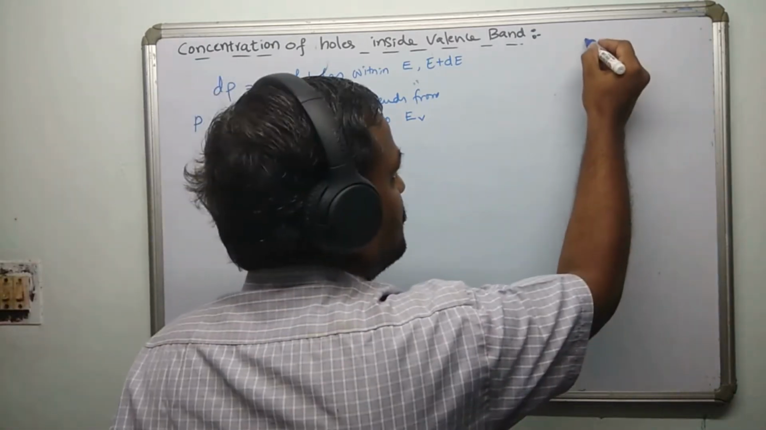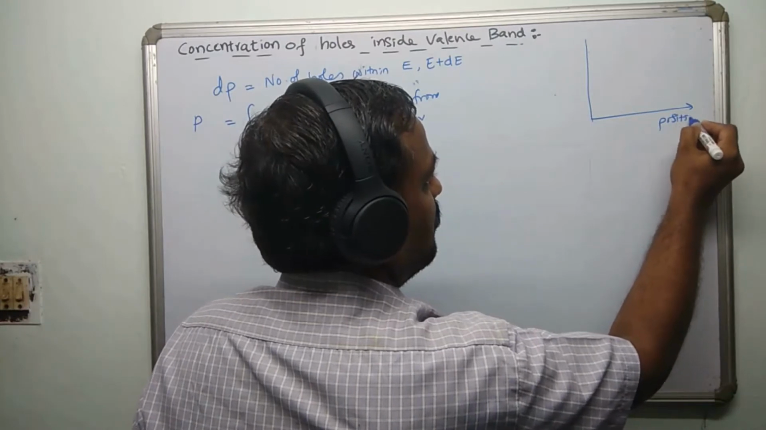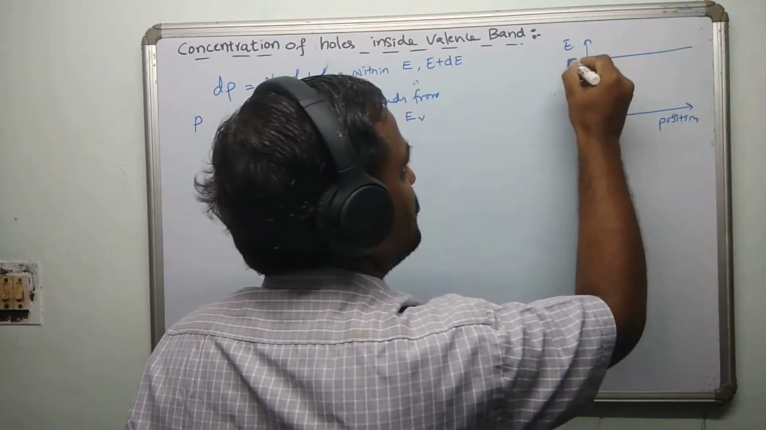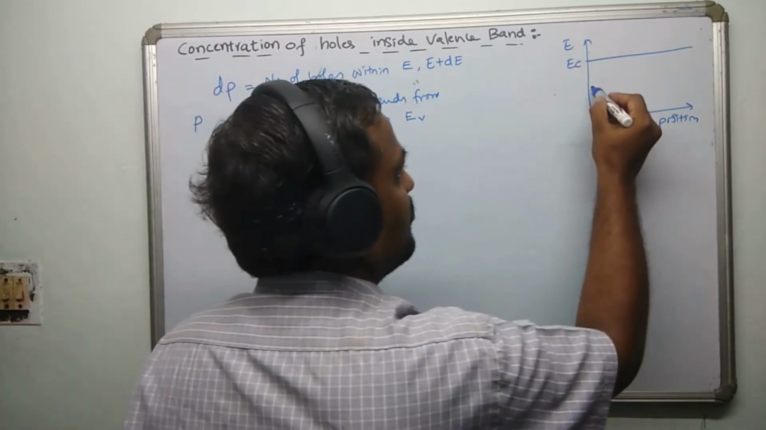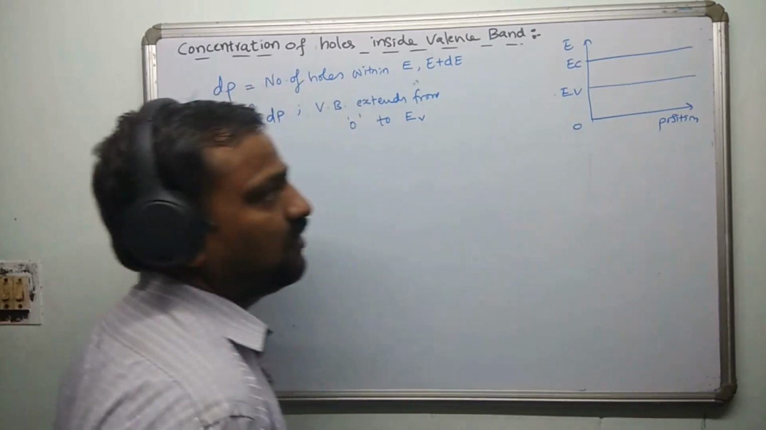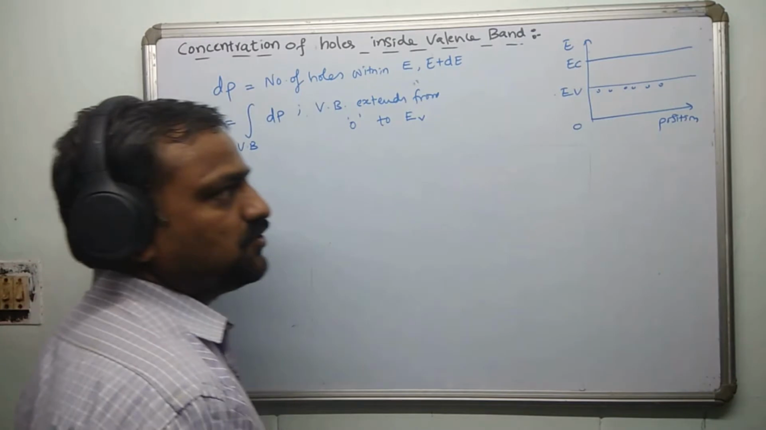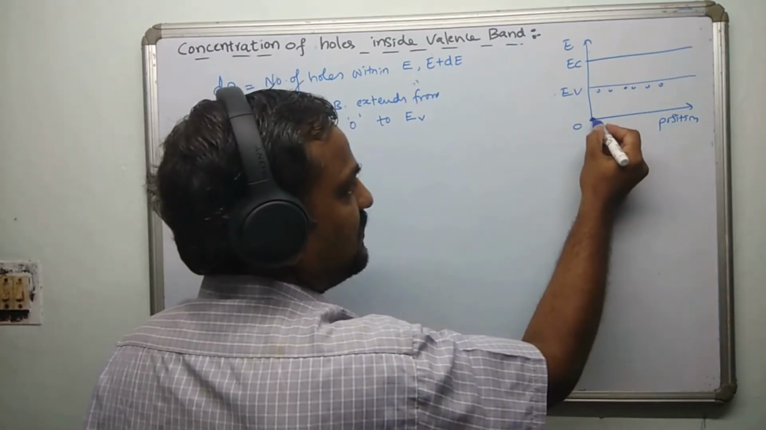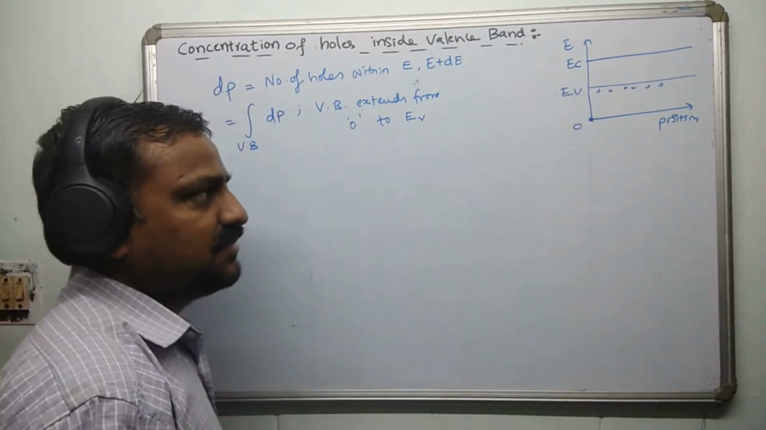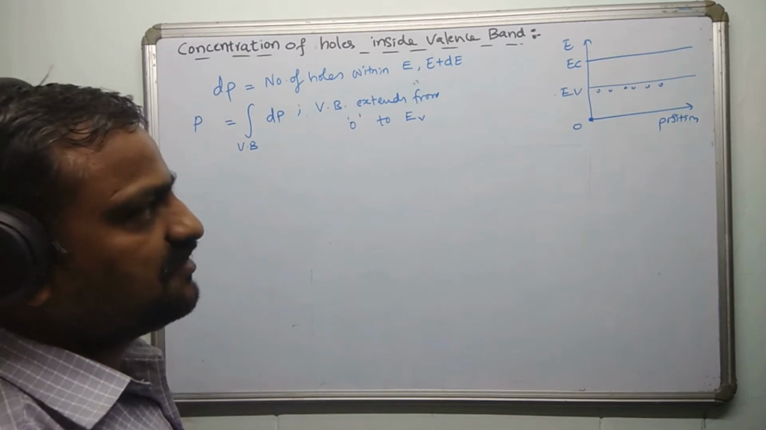So if you recall the energy band diagram, this is position R, this is energy E. In that, this edge represents EC and this edge represents EV, the valence band. So starting from zero, holes exist here. These are the holes, right? So these holes, if you want to calculate, you must simply integrate from the lowest energy, that is zero, till the maximum energy, which is EV, inside the valence band. So this is the way in which we proceed.